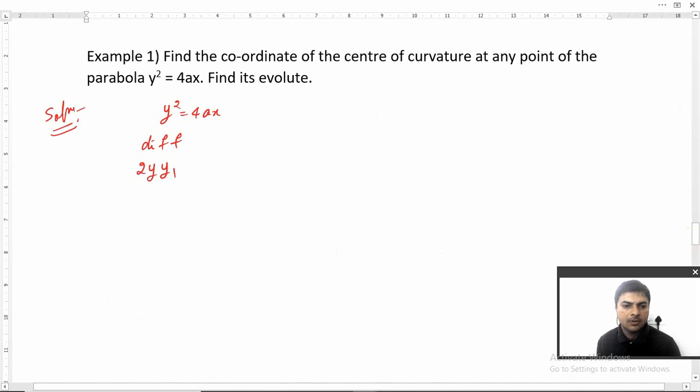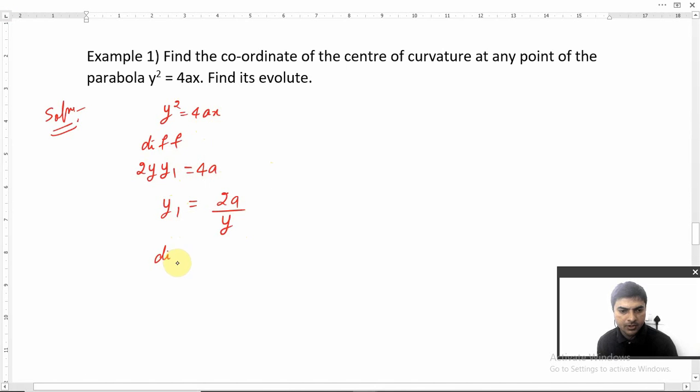Okay, so therefore the differentiation of y square is 2y y1. Okay, immediately we'll simplify this quickly. This is equal to the differentiation of 4ax. So 4a is constant, so I'll directly write this as 4a. Differentiation of x is 1. That implies y1 is equal to 2a divided by y. So this is our y1.